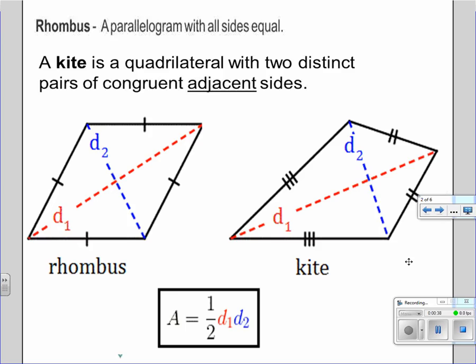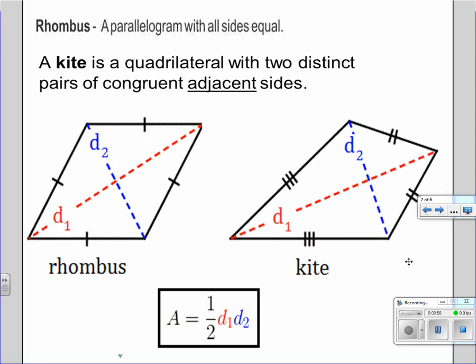So a rhombus is a parallelogram, which is also a quadrilateral because it has four sides, with all sides equal. So if you picture a square and somebody standing on that square and pushing on the side of it to make it tilt, but not tip over, that gives you an idea of what a rhombus is.